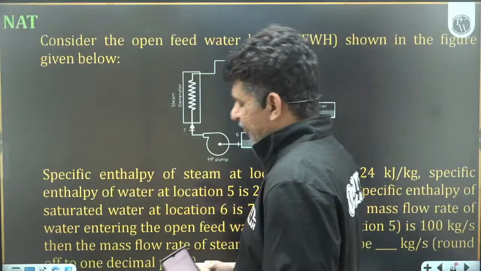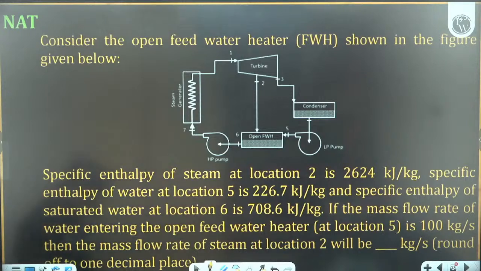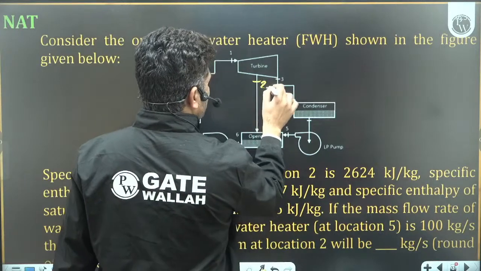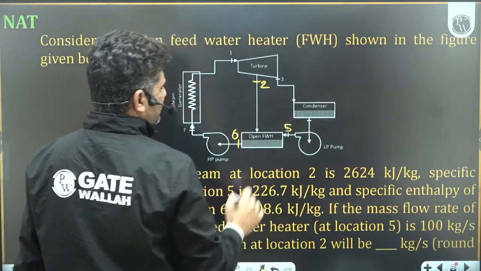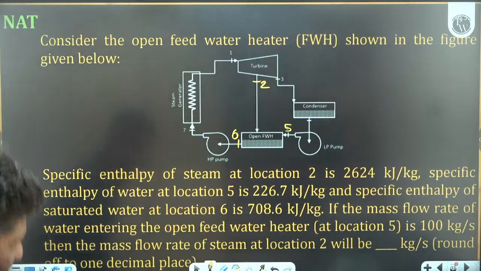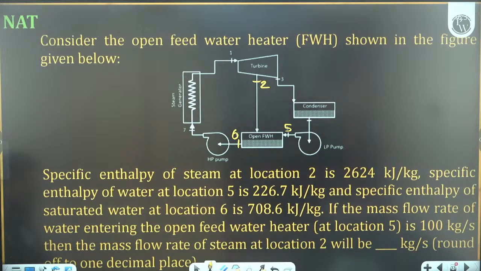Okay, let's do one question on the regeneration. So it says consider the open feed water heater shown in the figure. Specific enthalpy of steam at location 2 is 2624. Oh, we got the same answer in the last. Okay, so enthalpy at location 2. I hope it is visible to everyone. This is your location 2. This is your location 5. This is your location 6. Specific enthalpy of water at location 5 is 226.7 and specific enthalpy of saturated water at location 6 is 708. If the mass flow rate of water entering the open feed water heater at location 5 is 100 kg per second, then the mass flow rate of steam at location 2 will be.